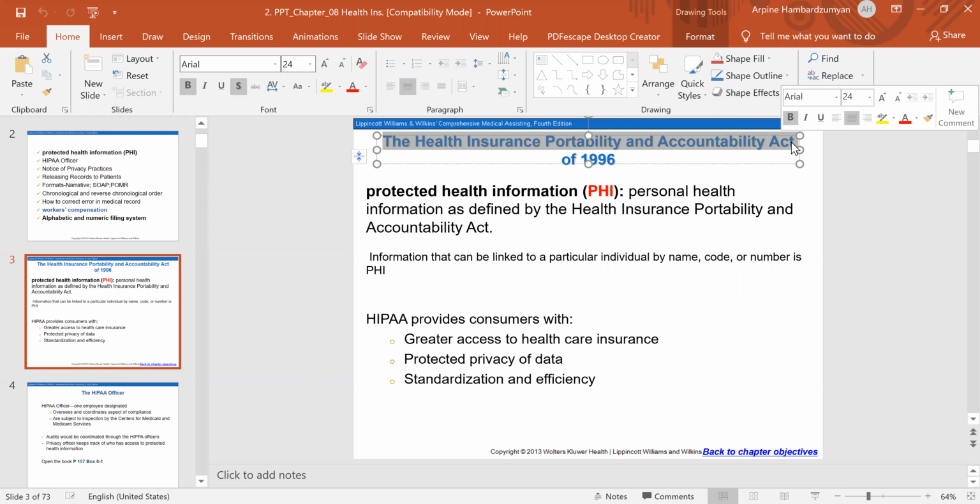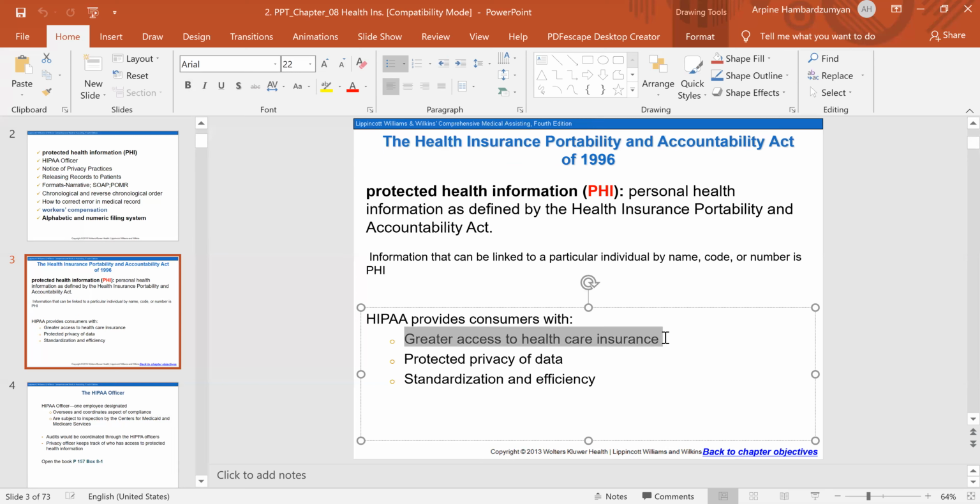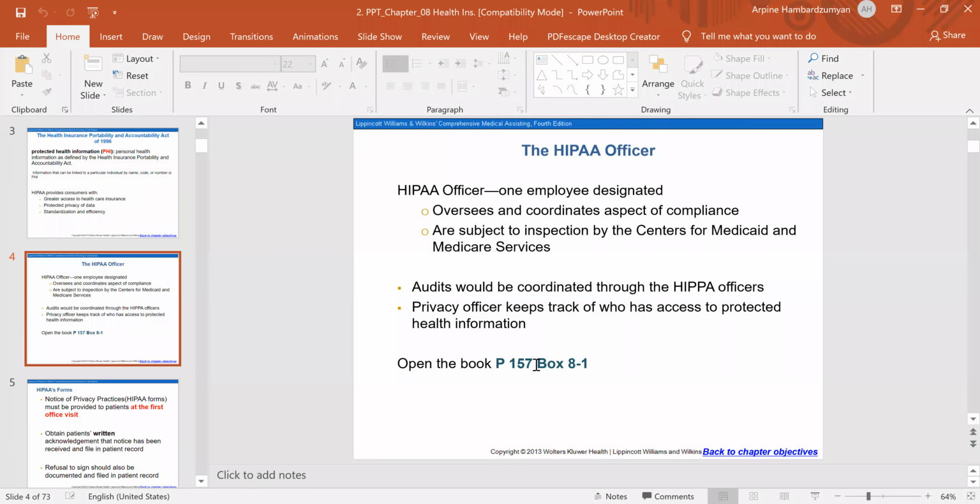So what is it? It helps patients to have a right to request their information, to have their information, and to have a right of privacy. So it means that HIPAA provides consumers with access to healthcare insurance. They become insured, with protected privacy of data. It means no one can share their information, and it is standard, effective, and easier to handle.